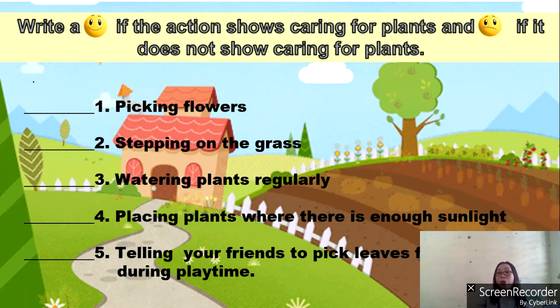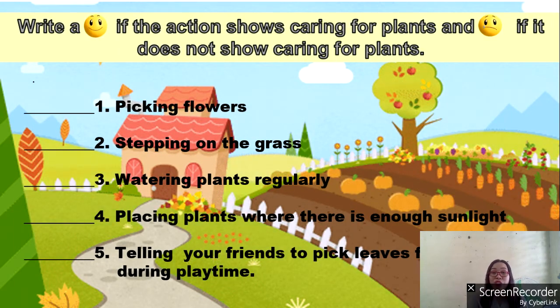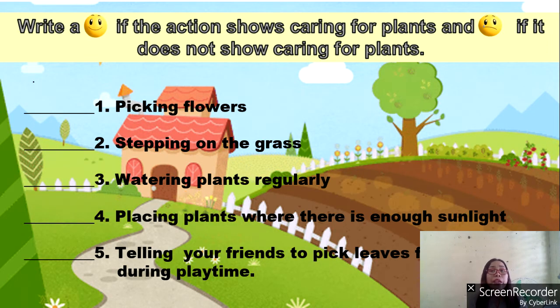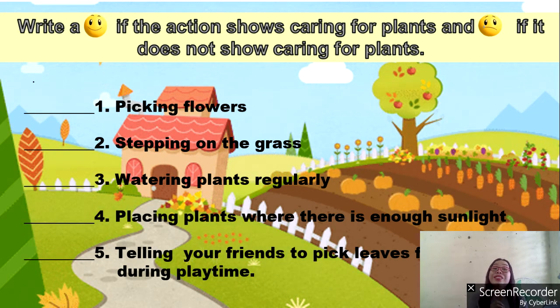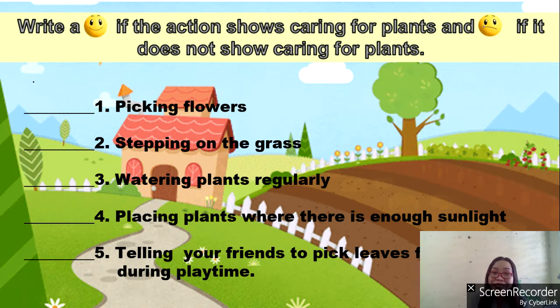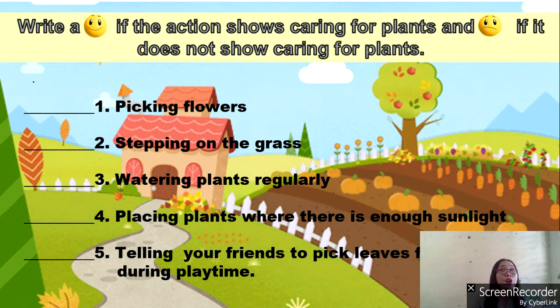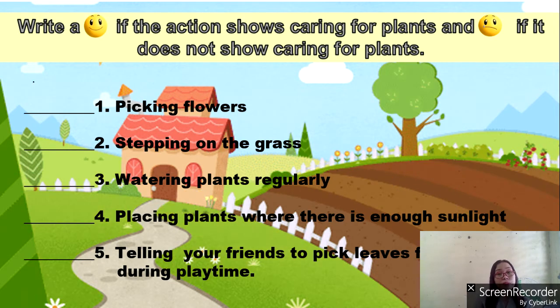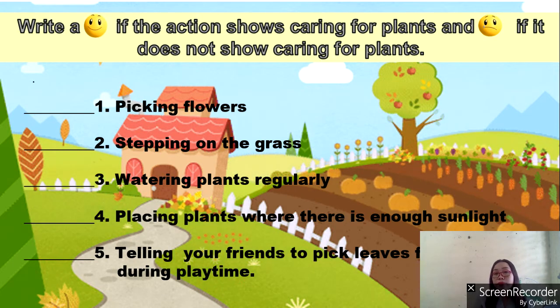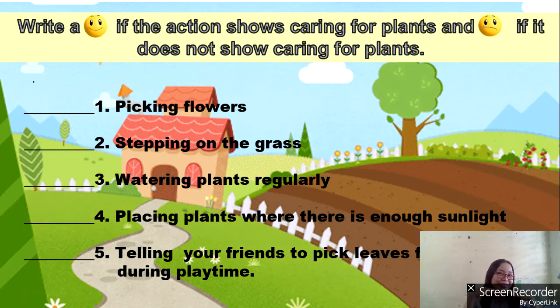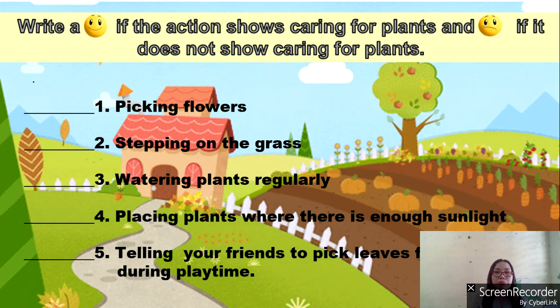Next, write a happy face if the action shows caring for plants and a sad face if it does not show caring for plants. So just answer happy or sad face. Number one, picking flowers. Happy or sad? Number two, stepping on the grass. Happy or sad?